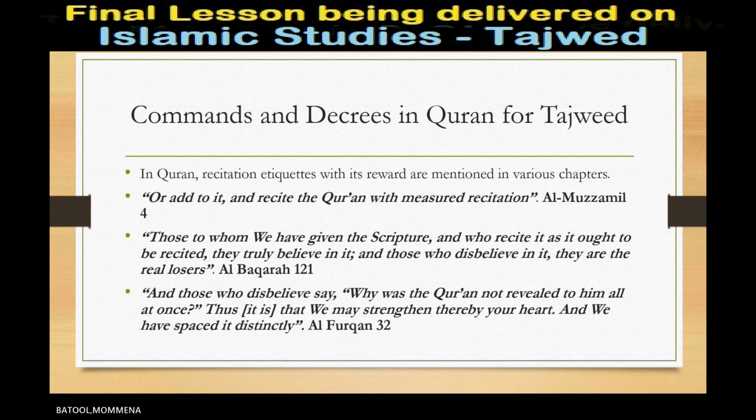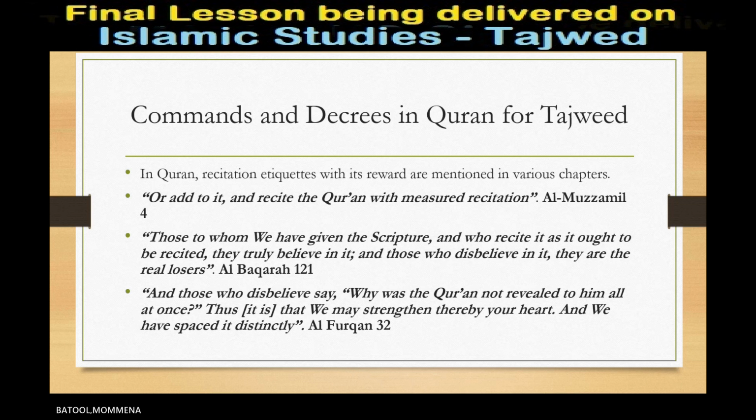You have to give the haqq to tajweed. You have to give its haqq, the right, however it was. So it's not a choice that you do it, then you will be rewarded. And it's not hasana, it's not nafal. It's fard, that you have to recite it the way it is revealed. They truly believe in it. And those who disbelieve in it, they are the real losers.